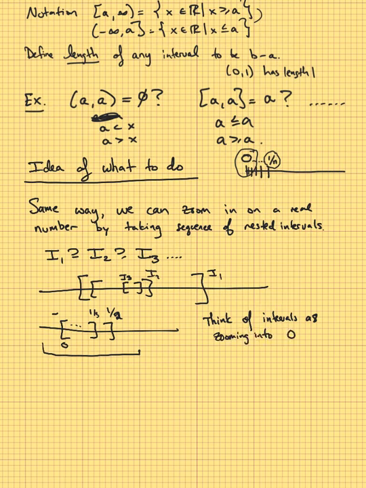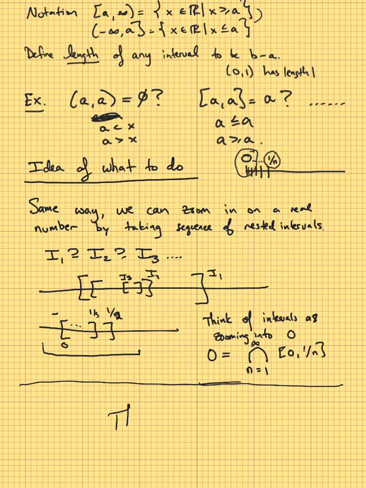In particular, it's true that if I look at the intersection of all these closed intervals, n equals 1 to infinity, I get precisely 0. We're going to see that this is another useful way to think of the real numbers, or approximate real numbers: as intersections of nested intervals. That's coming up next week.